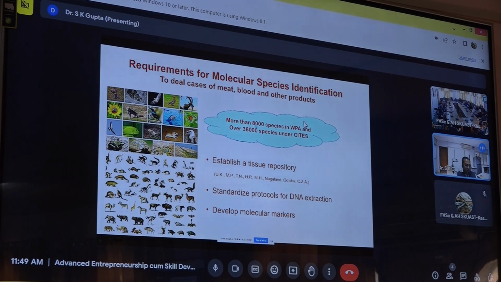So about 8,000 species in the Wildlife Protection Act and about 40,000 species under CITES. So recently CITES has also been amalgamated into our Wildlife Protection Act. So we have to deal with Wildlife Protection Act listed species, those that are Indian species as well as those found outside India but listed in CITES.